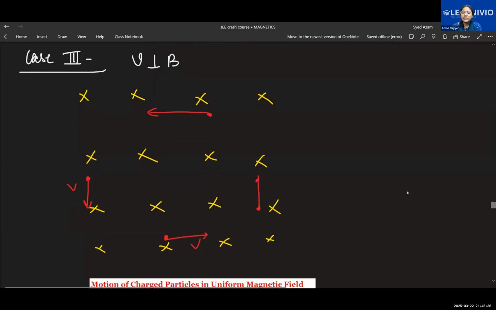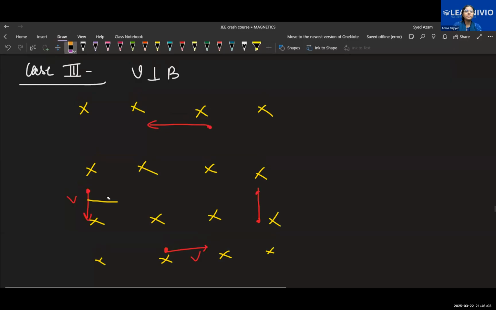See, there's a charged particle which is moving downwards like this. What did I tell? We are going to use our right hand. Velocity is downwards, so our hand will also be downwards, and magnetic field is inside. When I curl towards the magnetic field, thumb is pointing towards the right. This means that the force is acting towards the right.